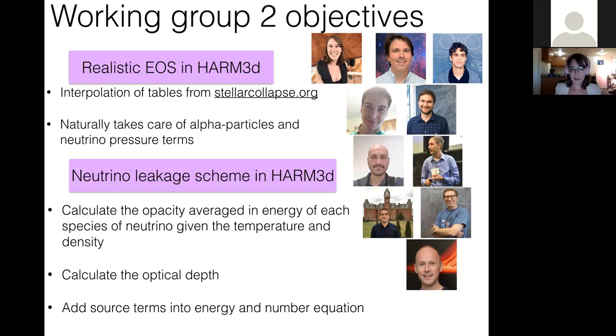In the neutrino leakage scheme, we're going to calculate the opacity, but it's going to be the spectrally averaged opacity, so we are not considering all kinds of spectra. We also calculate the optical depth. And what we're going to do, as Scott mentioned, is add these source terms into the equation, into the energy and number equation.